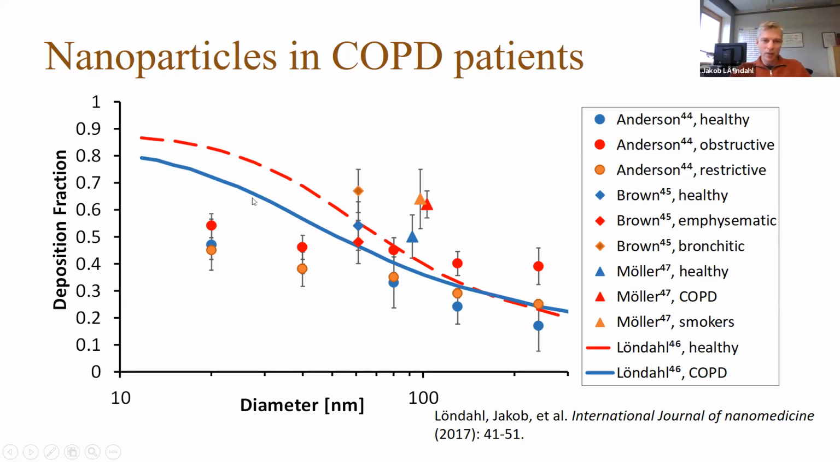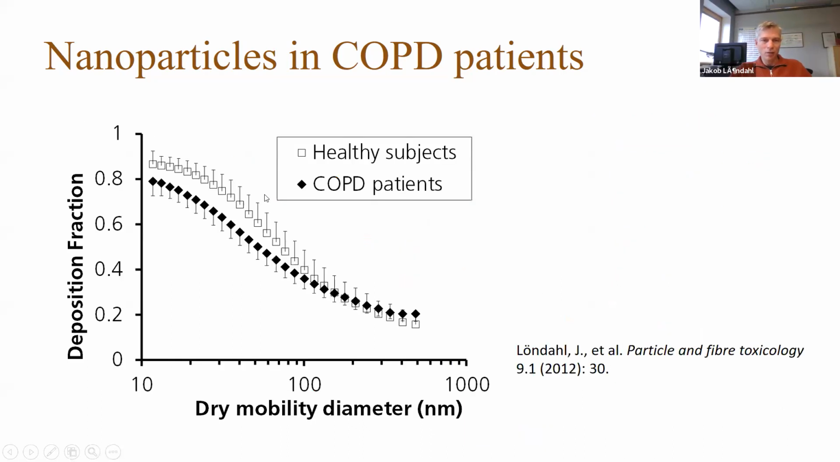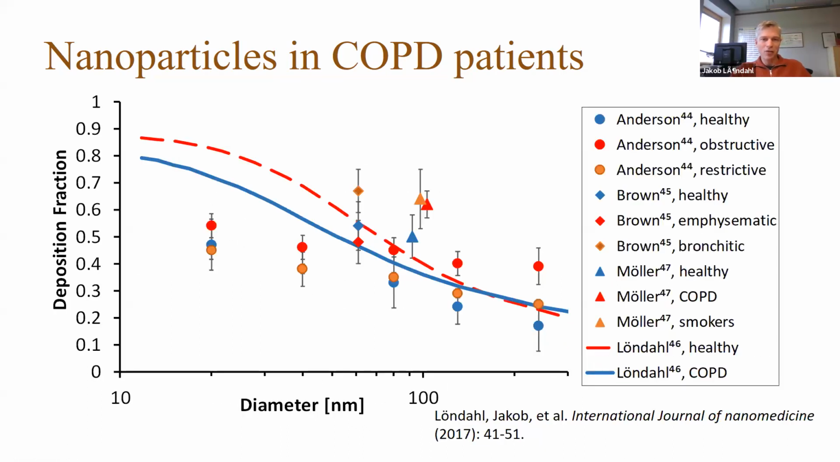You can see the blue dots and the blue line, it's the healthy group. The red line, sorry, I mixed it up for my own study. So this blue line should be red. It was lower for COPD patients, but it's correct for the dots. But as you can see, the former studies didn't really agree. Some found higher deposition in the patients, some found lower, and this was difficult to explain.